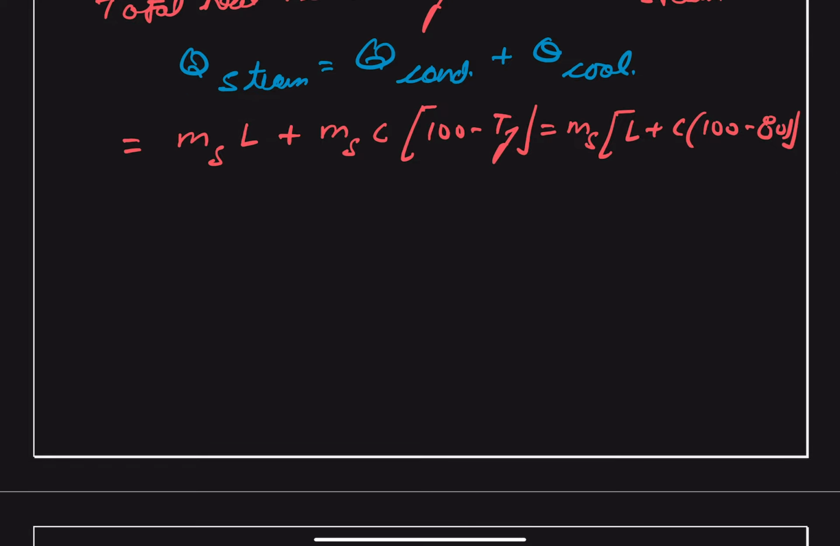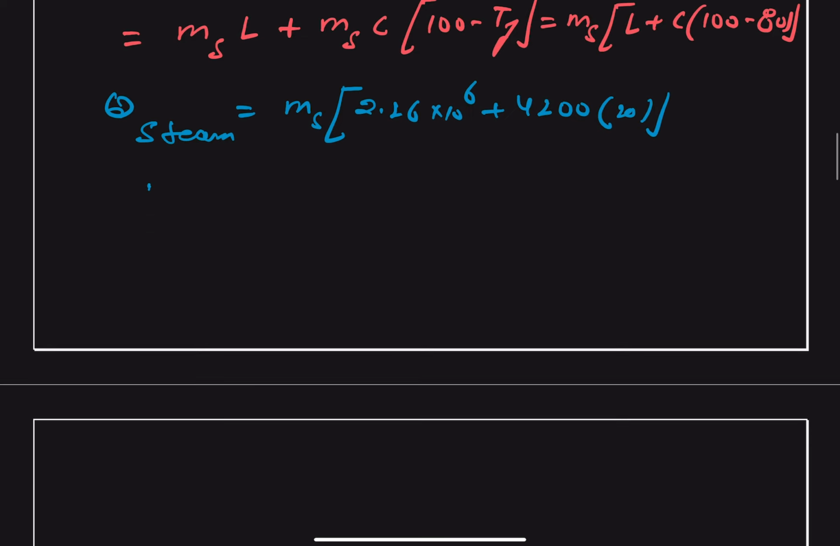Now we substitute the other parameters also. Q steam will be equal to Ms, latent heat is given as 2.26 into 10 to the power 6, plus 4200 multiplied by 20. So we get Q steam equal to Ms multiplied by 2.344 into 10 to the power 6 joules.